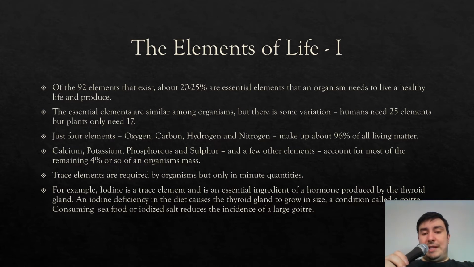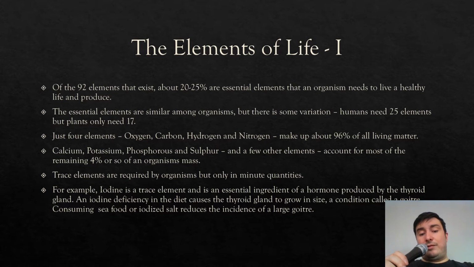So basically what we're saying is that the 4 elements that we need to know are oxygen, carbon, hydrogen, and nitrogen. And it's these 4 elements that make up 96% of all living matter. The remaining 4% is made up of calcium, potassium, phosphorus, and sulfur. And of course a few other elements which are called trace elements.